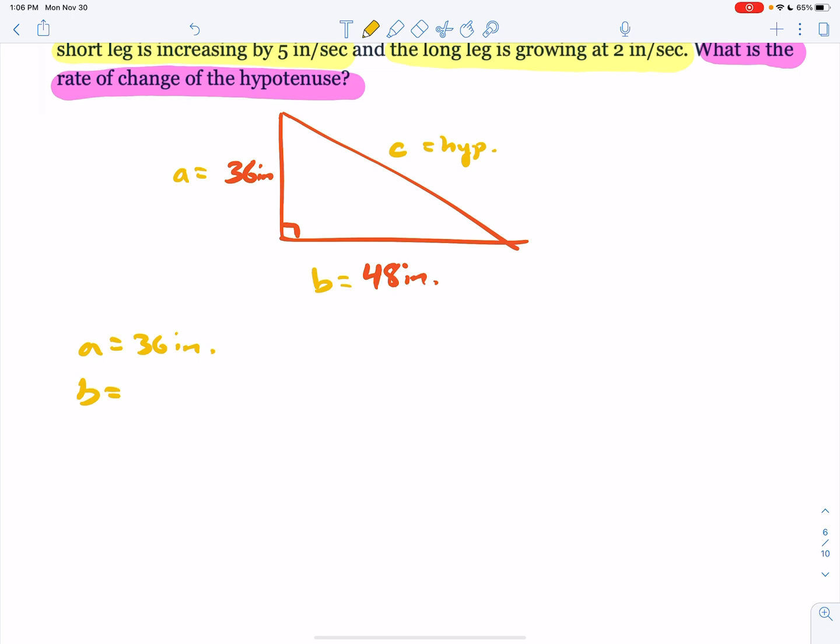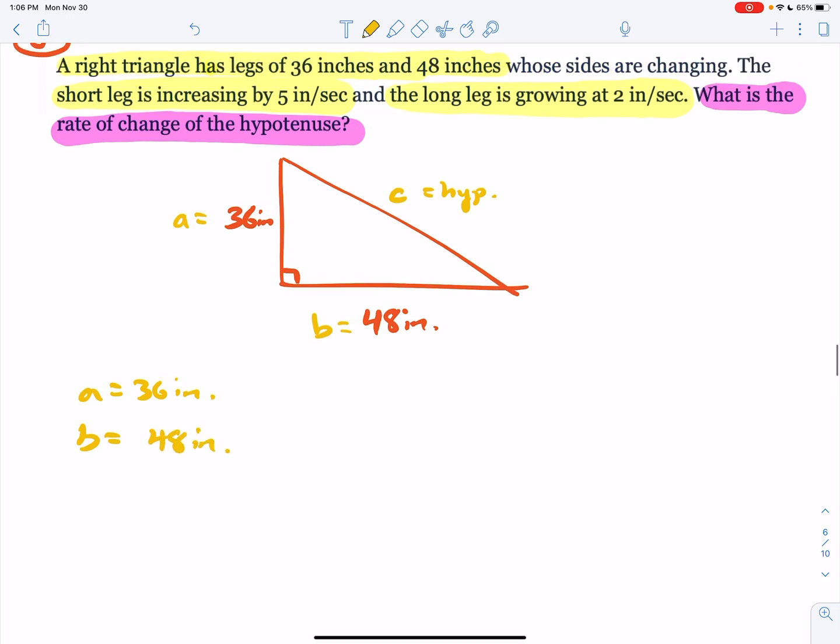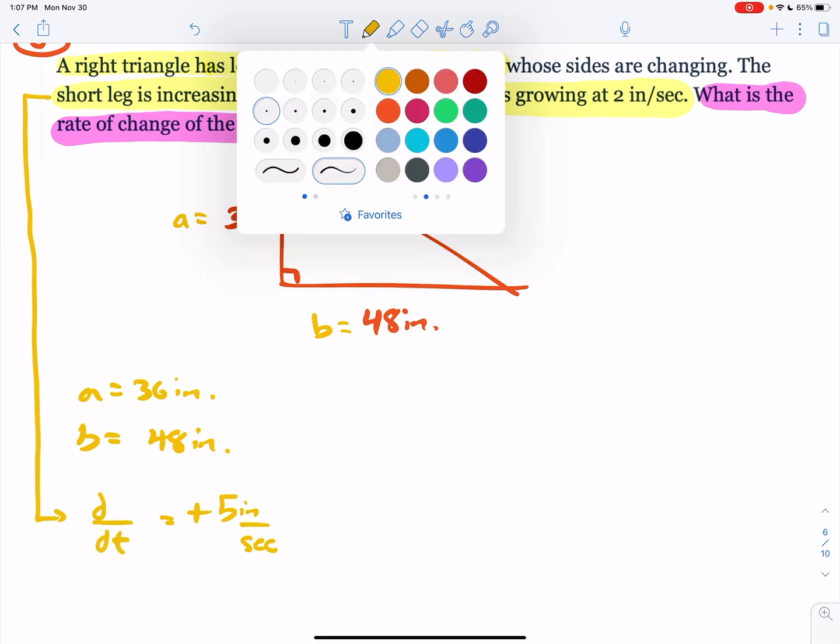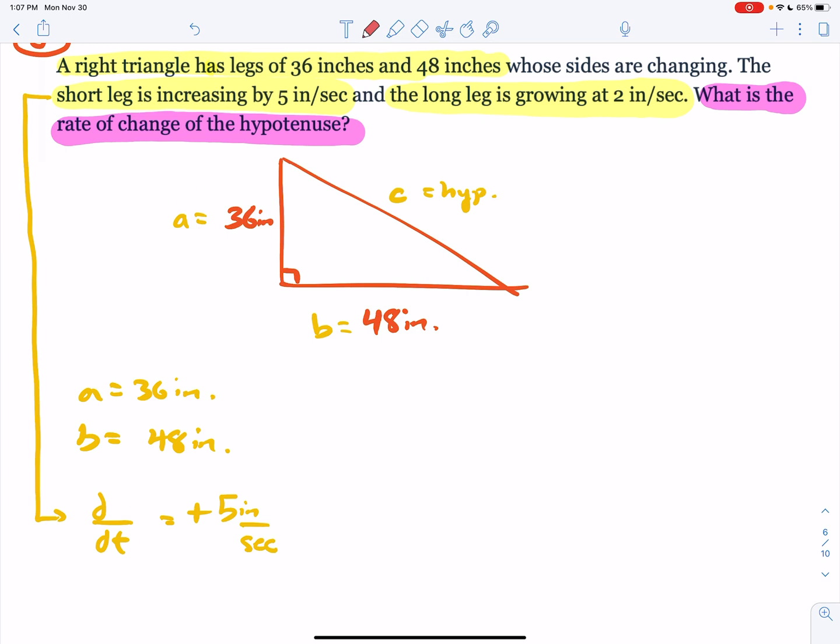All right, so we know that A is 36 inches. We know that B is 48 inches. We know that the short leg is increasing by 5 inches per second. 5 inches per second is a rate, and since it's increasing, I know it's going to be positive. Since this is a rate, this is going to be d something over dt. Now, since the short leg is increasing, this will be dA over dt.